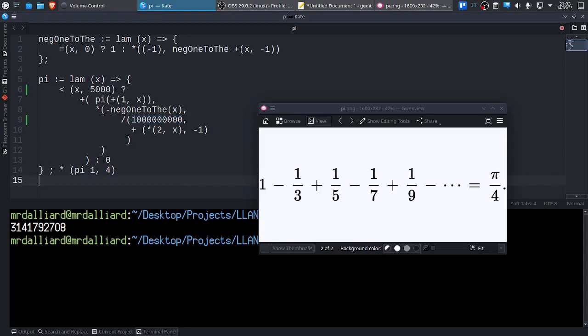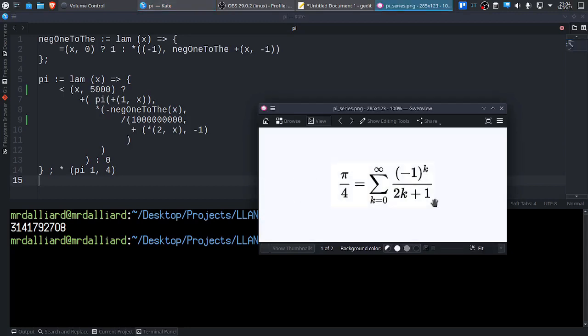In order to implement the algorithm, since this is a functional language, I will have to write this infinite sum as a recursive function. For reference, here is the same infinite sum, but written in a more compact way.